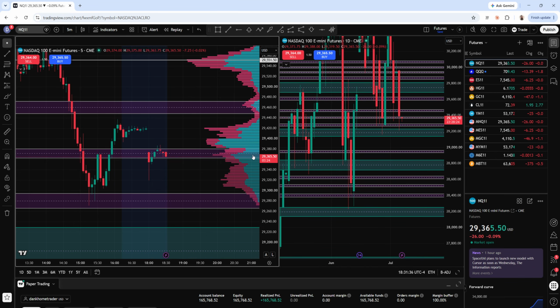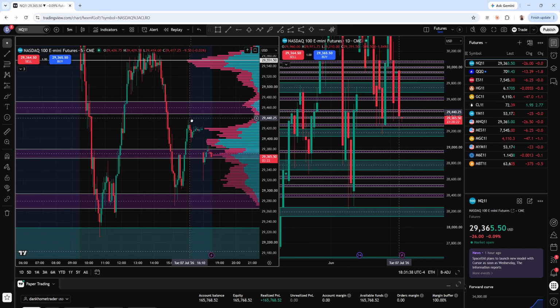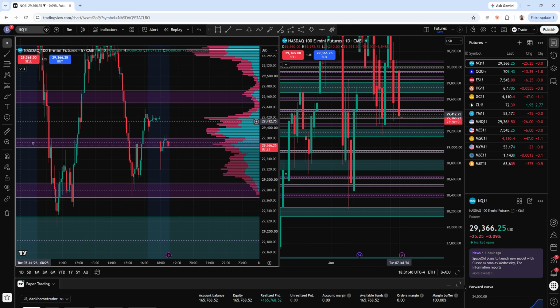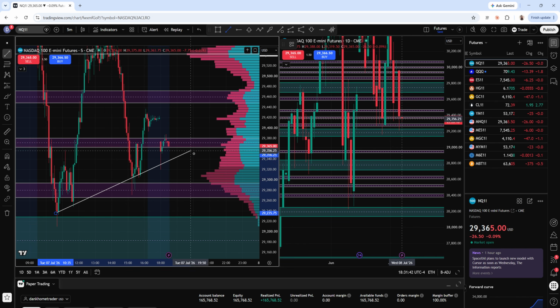Just setting up for Asia here, looking at structure. We have what looks like a bounce down here. On one of my accounts, I got an entry somewhere down here. Where is it? 32, 28, 32.